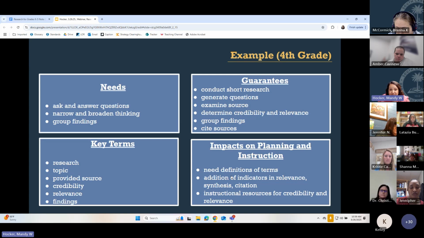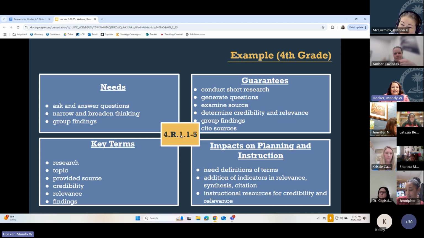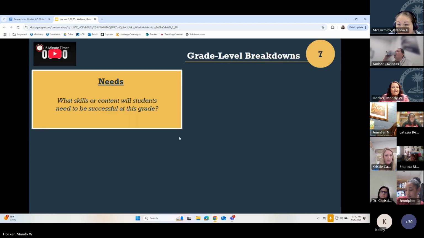Is that in my instructional material? Is that something I'm going to have as an outside source? Is this somewhere I'm going to need to lean in and calibrate with my librarian to help me find credible and relevant sources? So those are just some impacts that I think the fourth grade indicator may have on my instruction. All right, again, we're going to take a look at this breakdown.